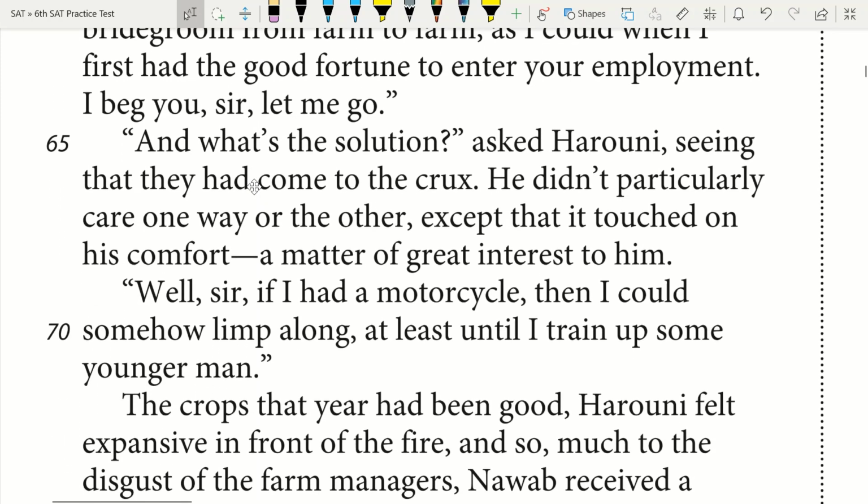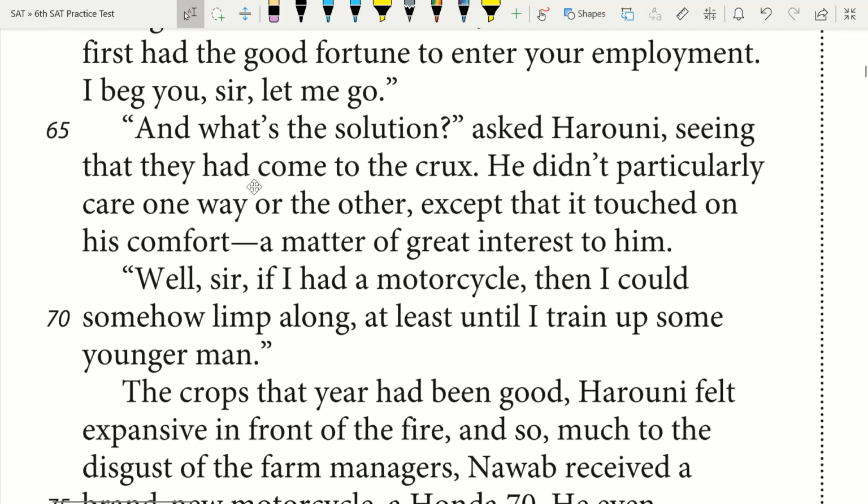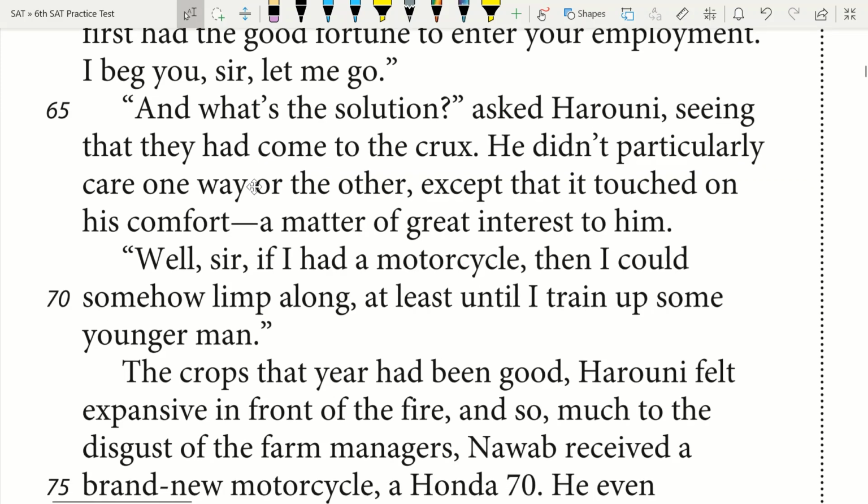And what's the solution? asked Harouni, seeing that they had come to the crux. He didn't particularly care one way or the other, except that it touched on his comfort, a matter of great interest to him. Well, sir, if I had a motorcycle, then I could somehow limp along, at least until I train up some younger man. The crops that year had been good.